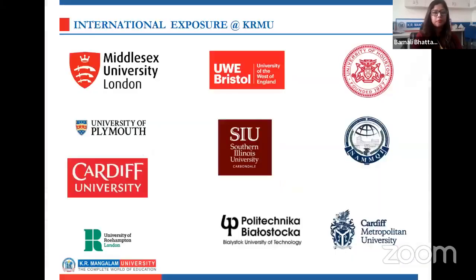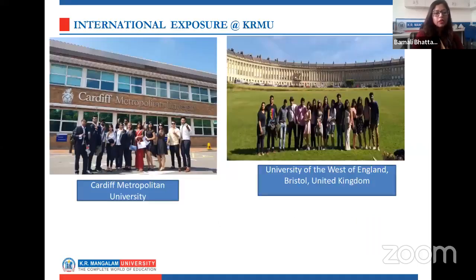We have international exposure for the students at Mangalam University. These are the various universities with which Mangalam University has collaborated. These are the names of a few universities the university has collaborated with. Recently, a few students have gone to Cardiff University and to Bristol for their academic exchange programs, and the students have really returned with lots of skill enhancement and academic growth.